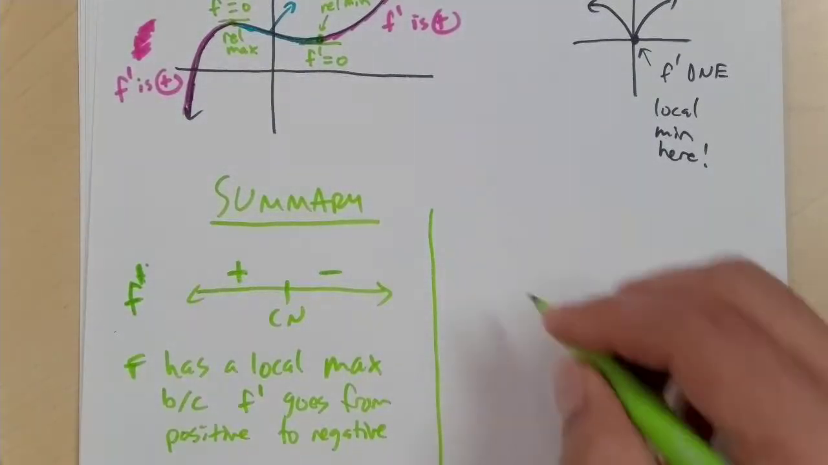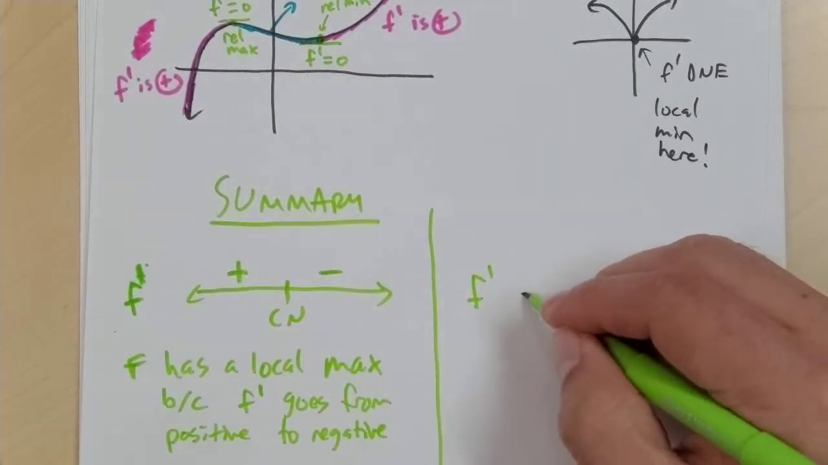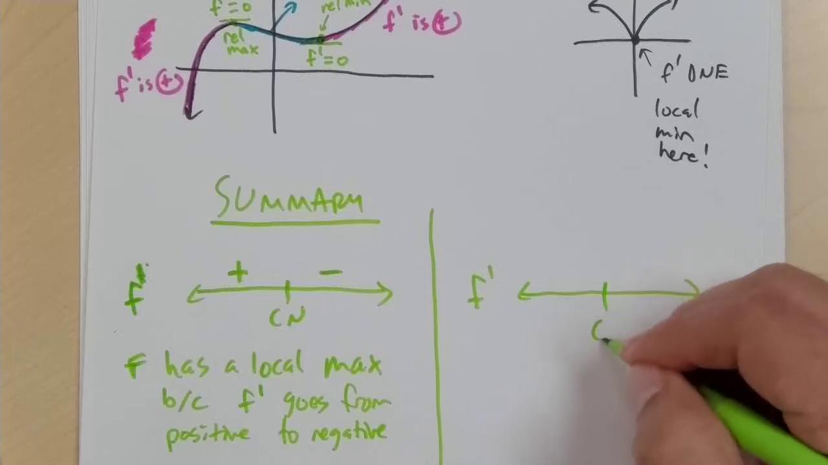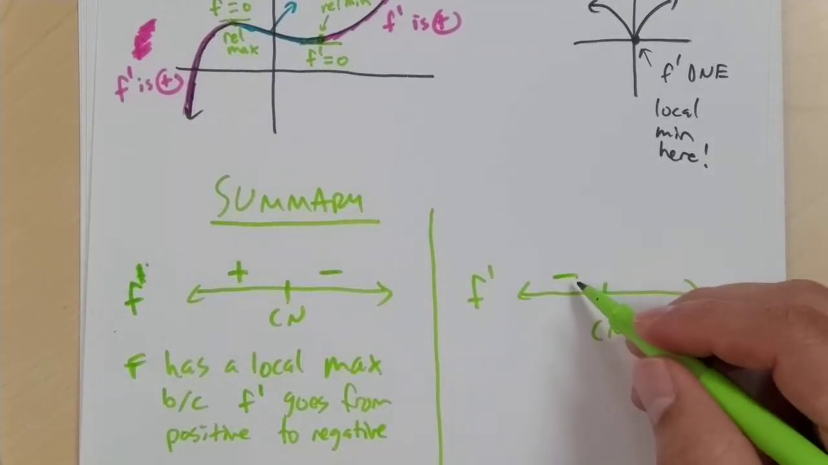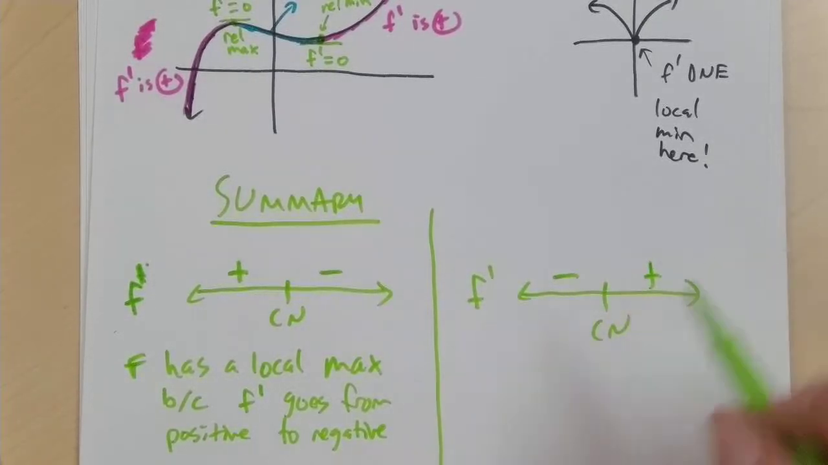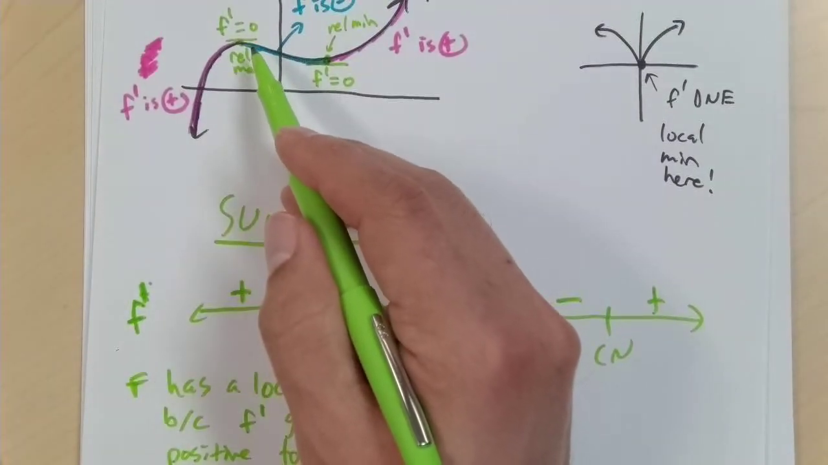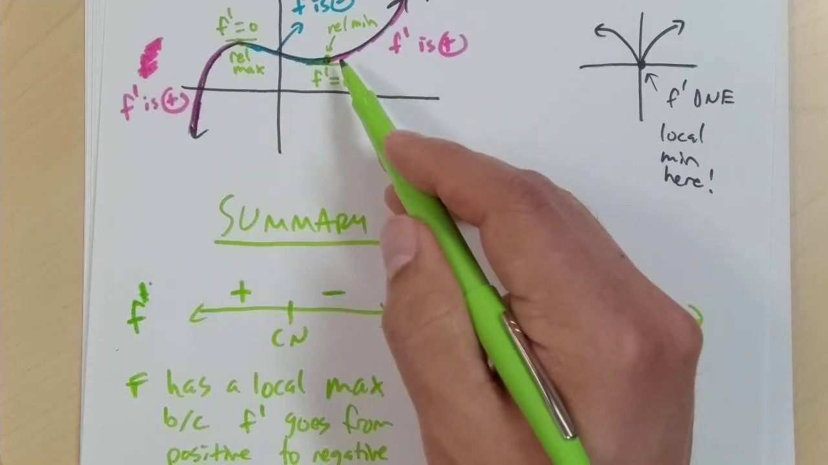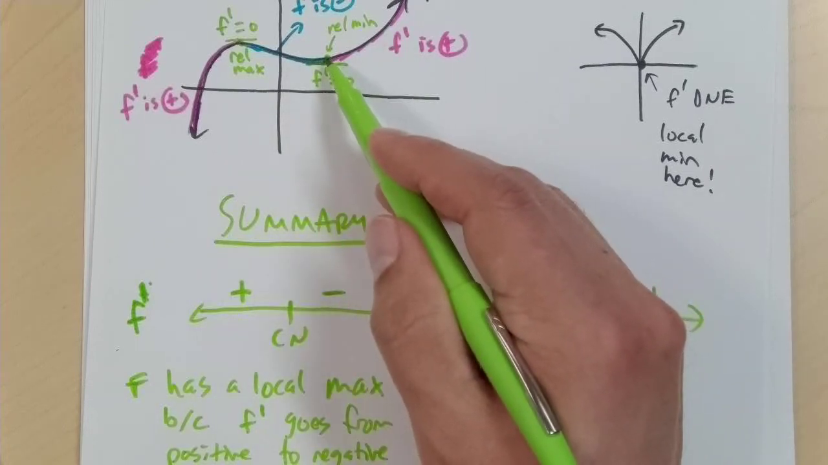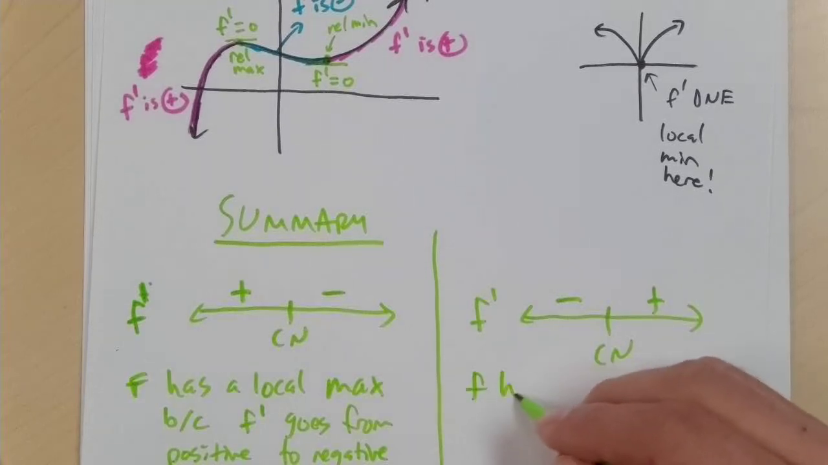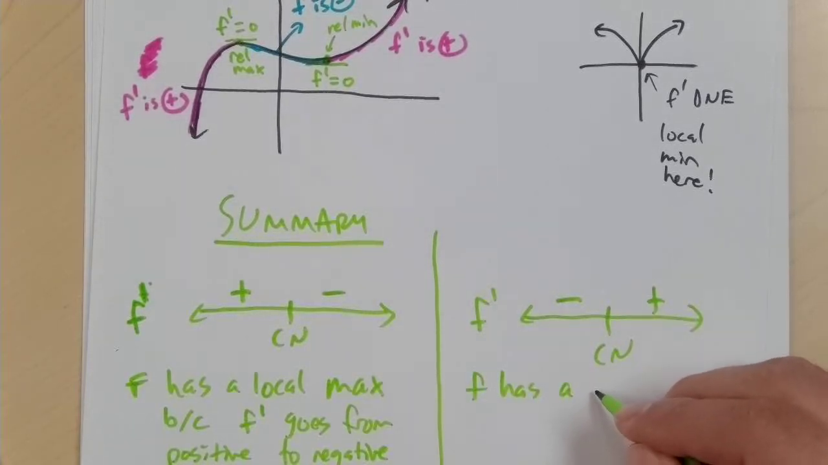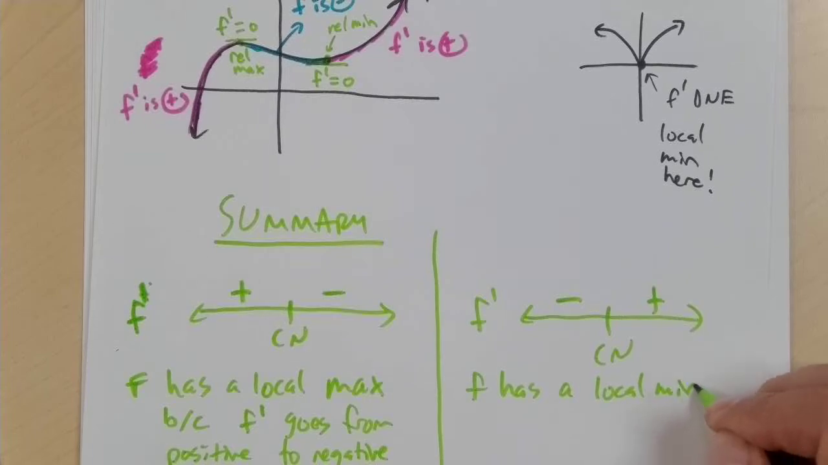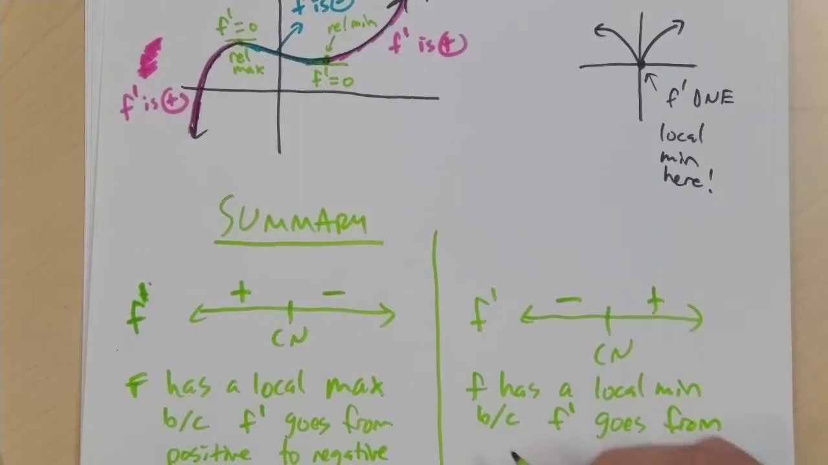And the other scenario is, let's say our sign chart looks like this, critical number, but now we're negative for f prime and then positive. So that would be like this scenario here. Here the derivative is negative. Here the derivative changes to positive. So at this point we have a relative min. So we say f has a relative min or a local min because f prime goes from negative to positive.